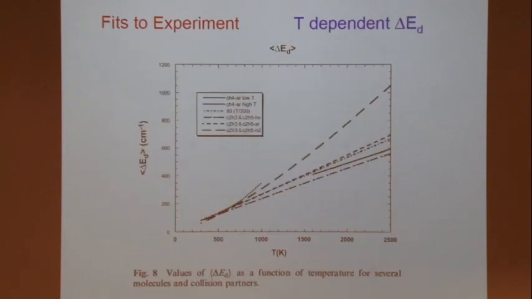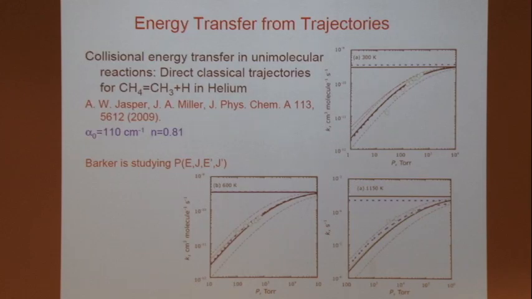People don't know the T-dependence of delta E down or the alpha. And these are different models for what would happen if you had different T-dependencies. And I don't know. It just shows we don't know what we're doing. People try to calculate the energy transfer from trajectory calculations by actually having a molecule in your simulation wiggling around and bashing it with molecules and seeing what the probability of the energy transfer is. And Jaspers specializes in this. And you get some results which look like some experiments. I don't know how much I believe it.